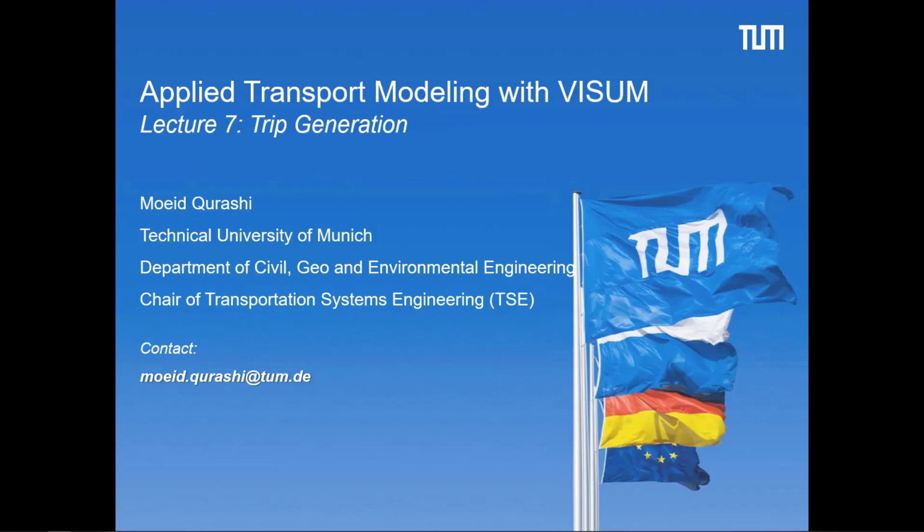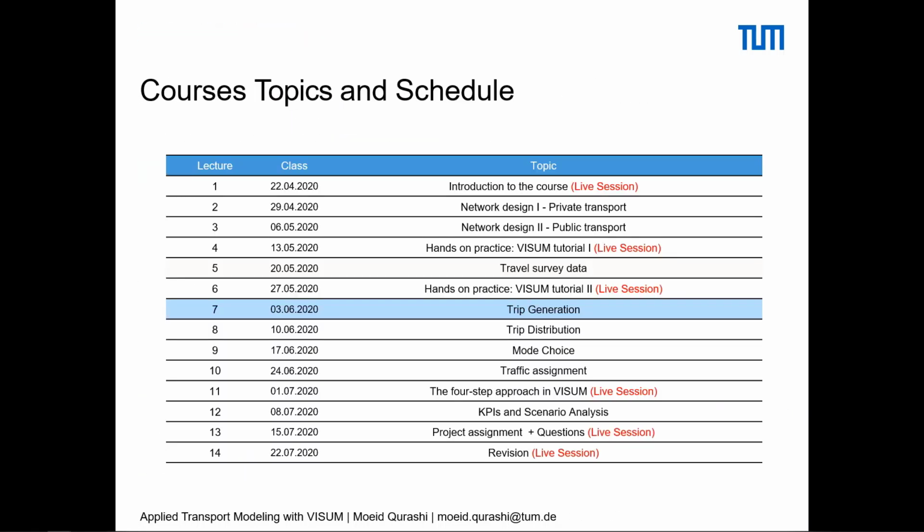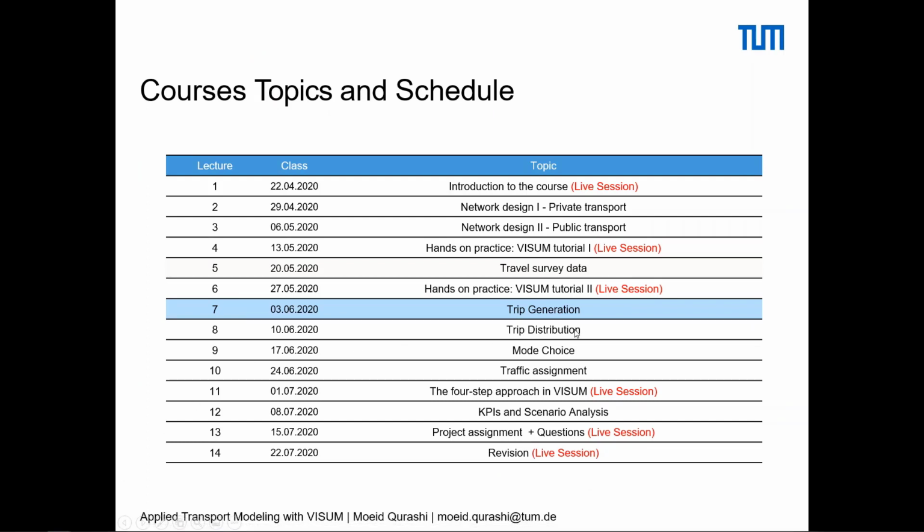Yeah. So next lecture, we are going to talk about the next step of the four-step model, that is trip distribution. So we have basically four steps in a four-step model by the name: trip generation, distribution, mode choice, and traffic assignment. So trip generation we have covered, and the result of trip generation is basically the productions and attractions for each zone, the number of trips each zone produces and the number of trips each zone attracts.